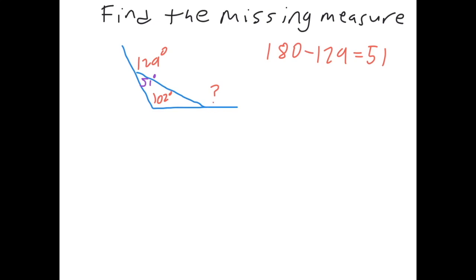So we have that 51 plus 102 is 153 degrees, and that's our missing measure.